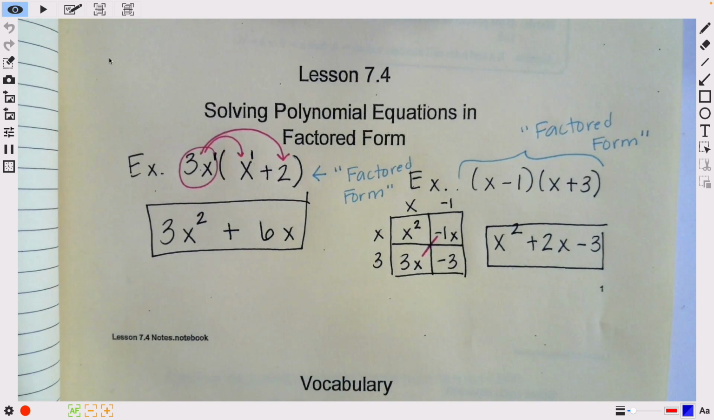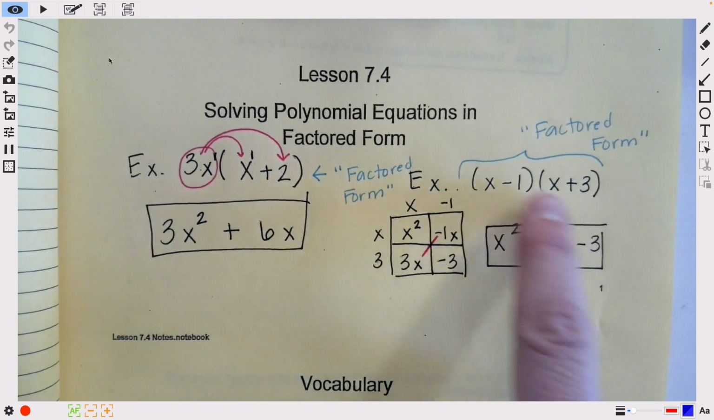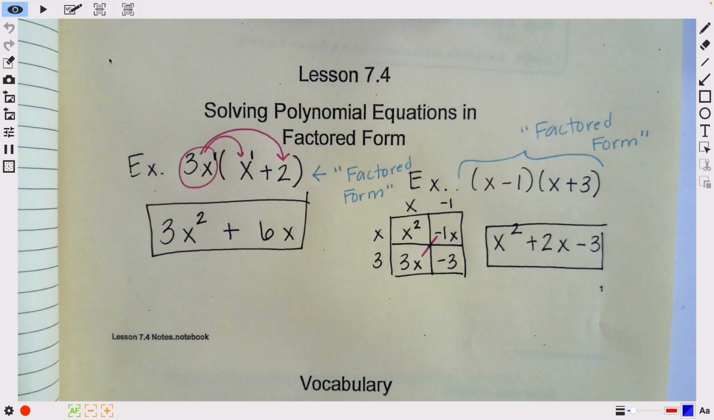So, what we are doing for the remainder of the chapter, which is a little more challenging, not impossible, is you're going to be starting with this part, and you have to figure out what multiplied to make that. So it's like a puzzle. You have to work backwards.